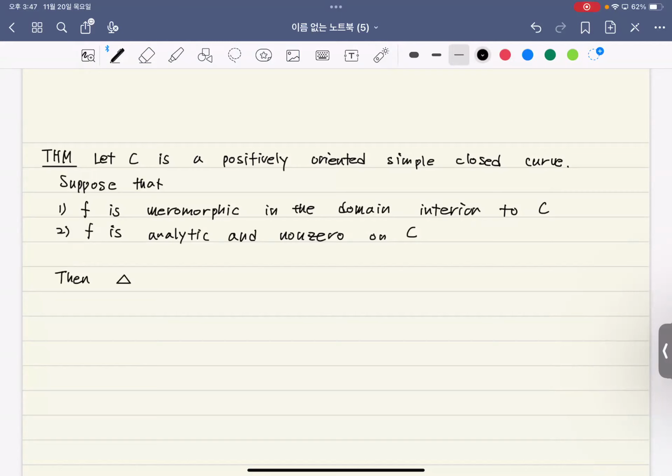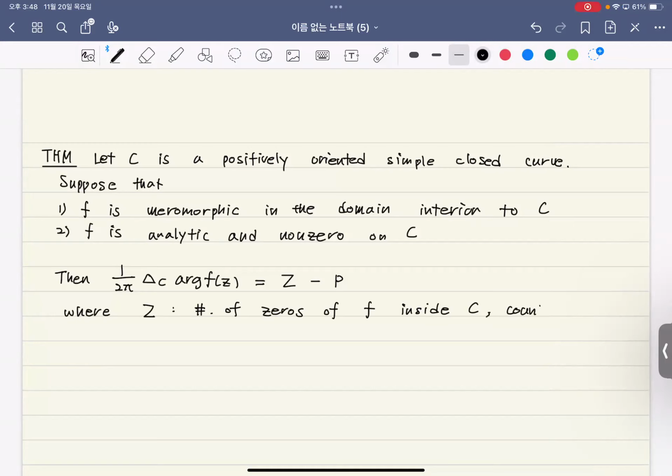Then the winding number is always Z minus P. I will need to explain these two numbers, Z and P. Z is the number of zeros of f inside C, counting multiplicities. And P is the number of poles.